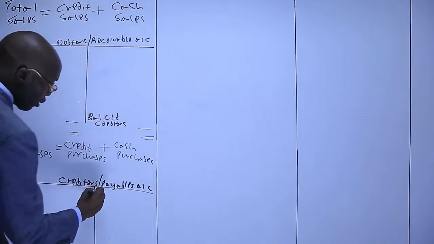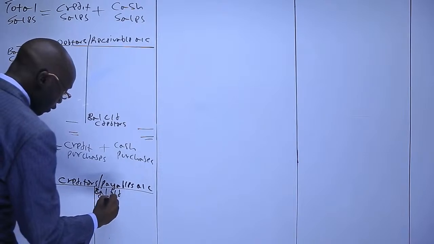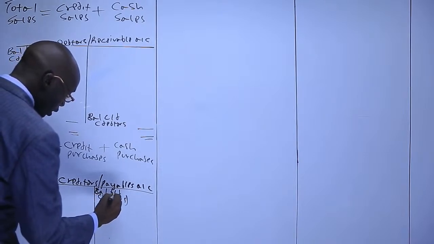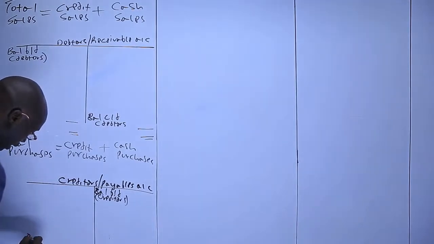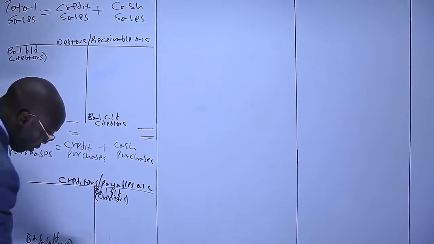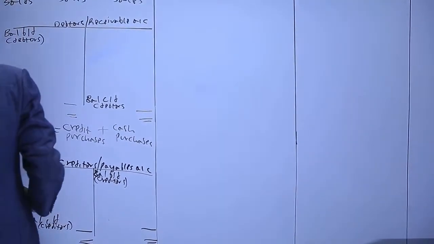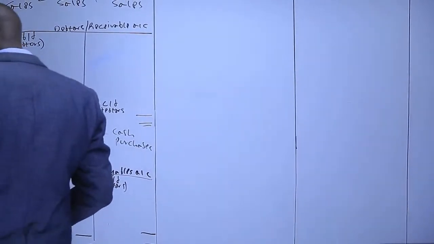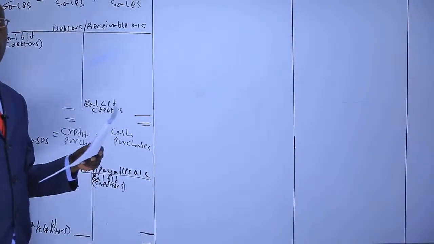Then for the creditors, you start with balance brought down here for the creditors, and then jump 4 or 5 lines, then have the balance carried down for the same creditors. And then you'll be able to post everything and the totals there. Once you have done that, now go through the whole question.